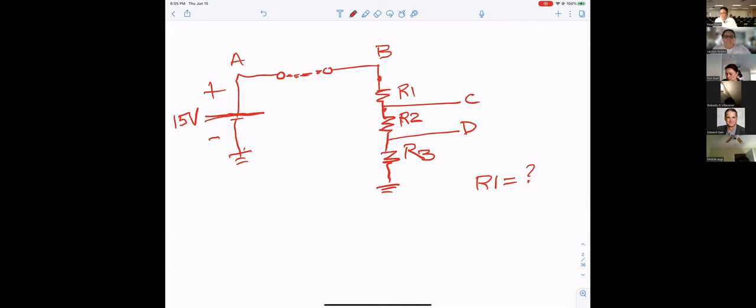Then I don't have to calculate by the color code. Otherwise, you have to look into what color code it is and try to do calculations. But I'm lazy, so I just take a meter and measure ohms across R1, and it tells you whatever value you can enter. Okay? And they can measure R2 or R3.